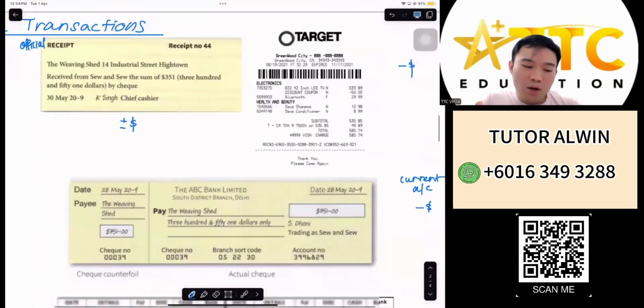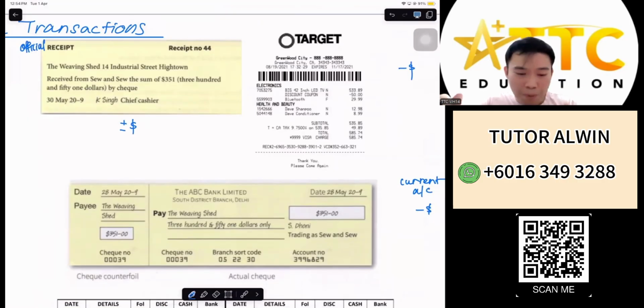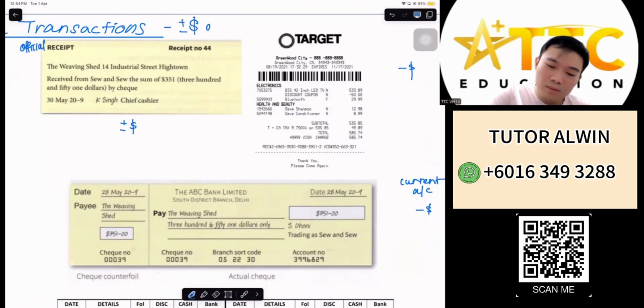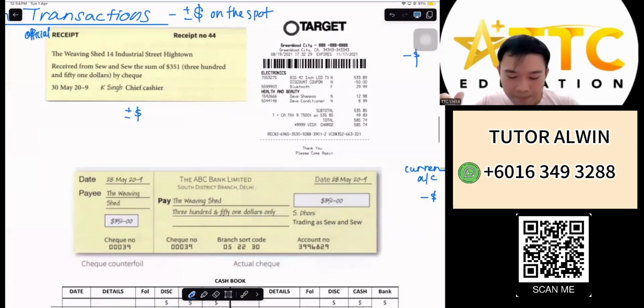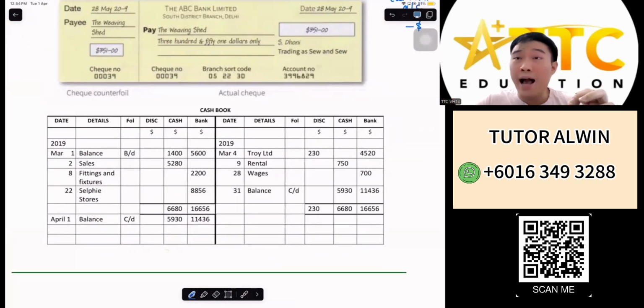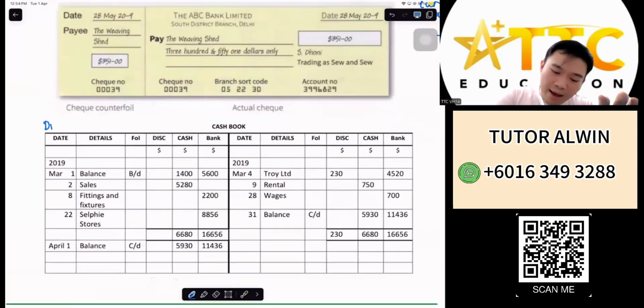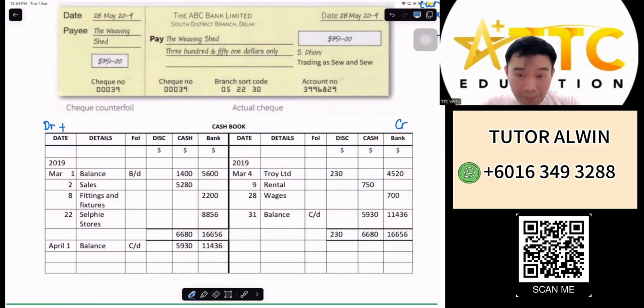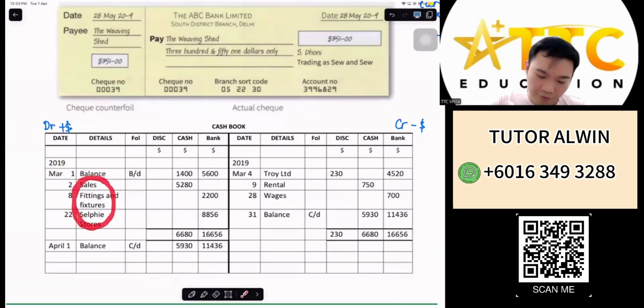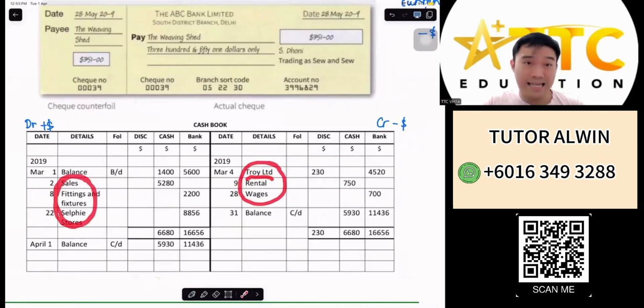And normally, money going out and money coming in on the spot, you record them in the book of prime entry known as the cash book. So a cash book has two parts. One is the debit side and one is the credit side. The debit side will record money incoming, and the credit side will record money outgoing. Basically money in and money out. And you record the date and what it is about: what you have received, and what you have paid.